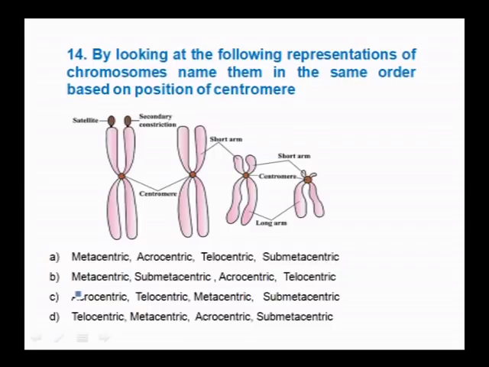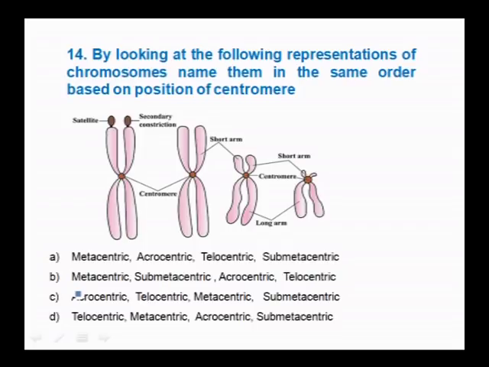Moving on to the 14th question, we have sets of chromosomes here, different types of chromosomes classified based on the position of the centromere. So the question is, by looking at the following representations of the chromosome, name them in the same order based on the position of the centromere. The first diagram has the centromere exactly at the center. The second one has it slightly away from the center, as a result of which one side of the arm looks shorter and the other side of the arm looks longer.